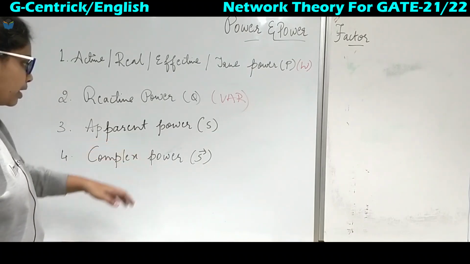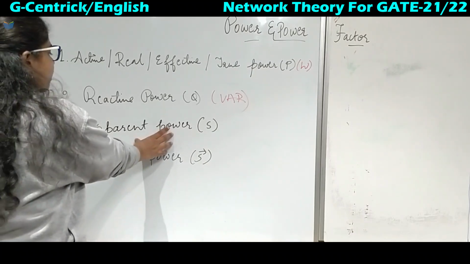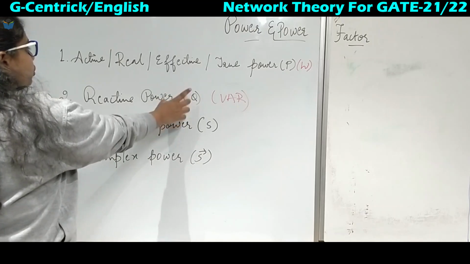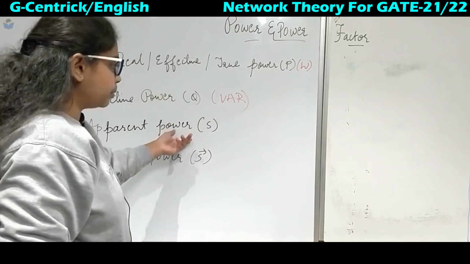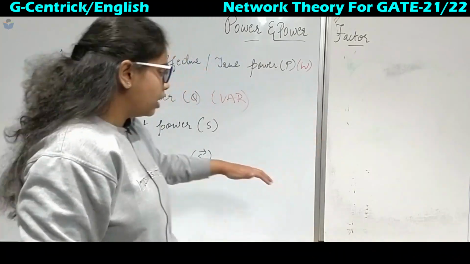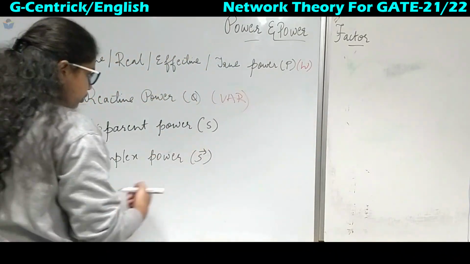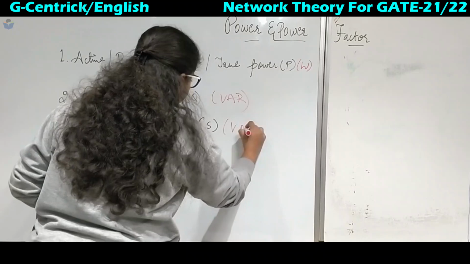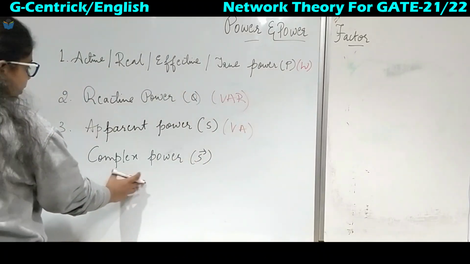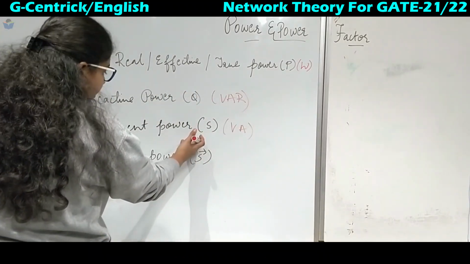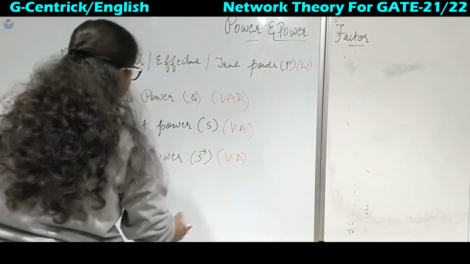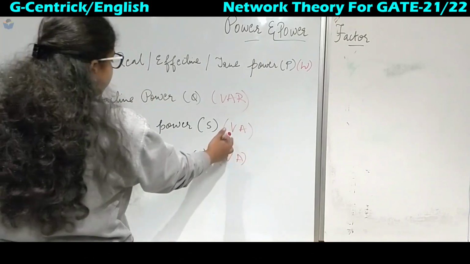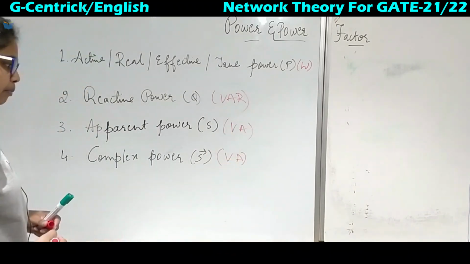So next is the apparent power. This power is nothing but the combination of the true power and the reactive power. This apparent power we will see in the power triangle, how it comes. Its unit is volt ampere. Coming to the complex power, it is similar to apparent power, but it will have magnitude and direction both, and for this also the unit is volt ampere.